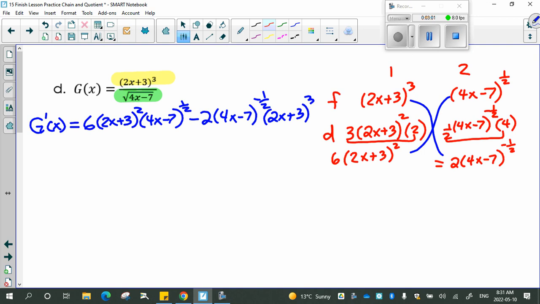So order definitely matters in the quotient rule. All over the second squared. So that's the derivative right there. That's the calculus part. Everything else we do after this is algebra. So you want to put it into simplified factored form. So you're going to look at these two chunks.